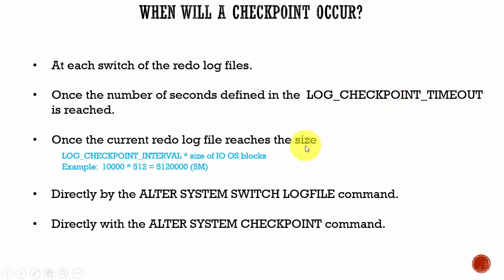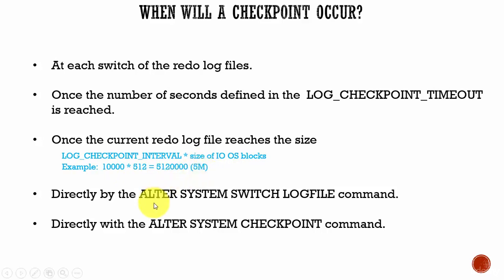The third one is once the current redo log file reaches the size of log checkpoint interval parameter times the size of OS blocks. If the OS block size is 512 and the log checkpoint interval parameter is set to 10,000, then once the current redo log file reaches 5 MB, a checkpoint occurs.